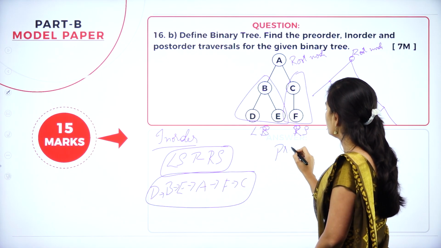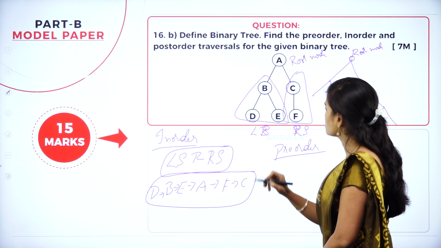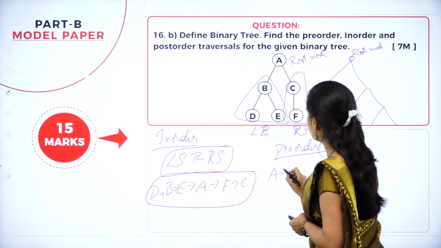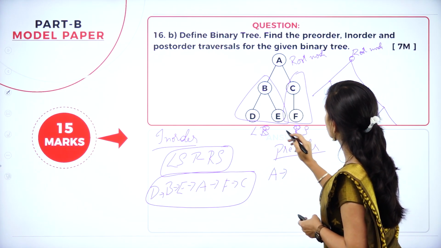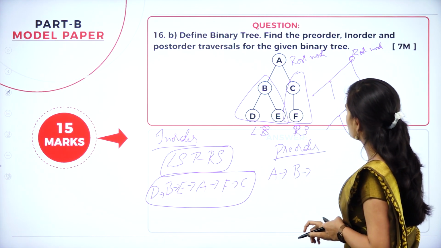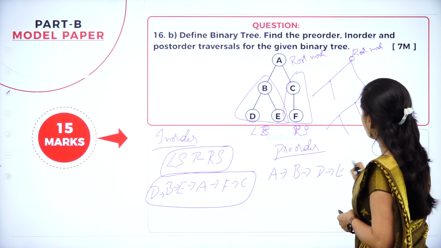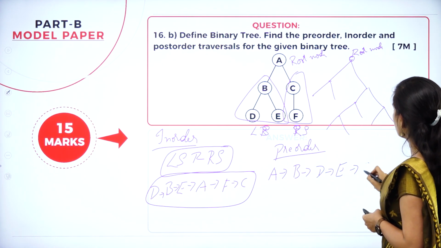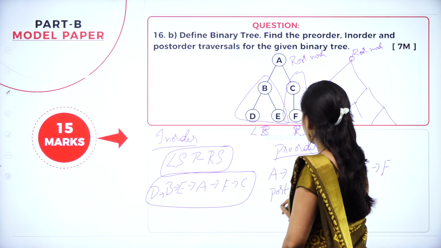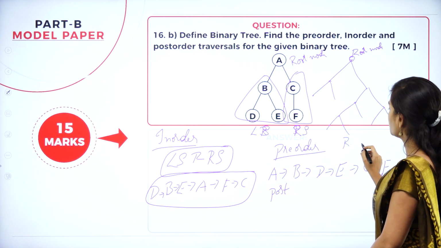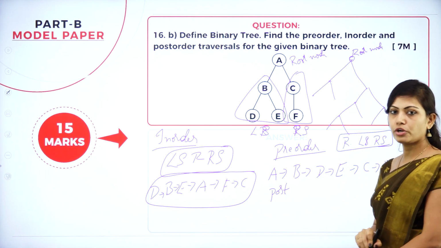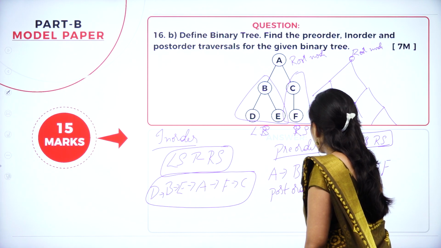And what is pre-order? So here pre-order means the root node has to be in the first position, that is A, and next is the left subtree. Root node in the first position, pre-order. Next is B, D and E. And next is C and F. This is pre-order. So pre-order means first root node, next left subtree and right subtree.